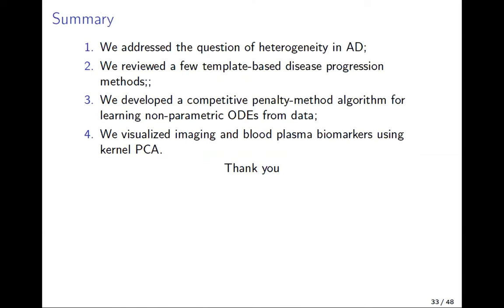Okay, and in summary, we try to address the question of heterogeneity in AD. We review a few template-based disease progression methods. So we have developed some methods. The idea that I told you is to proceed in two steps. First, we model at the level of the full collection of biomarkers that we have. And then the second step, which we have just barely scratched, is to do some analysis there and try to see indeed if there is a single disease progression, if there are some types, if there are things of interest. All right, happy to finish early. And thank you so much for your attention.